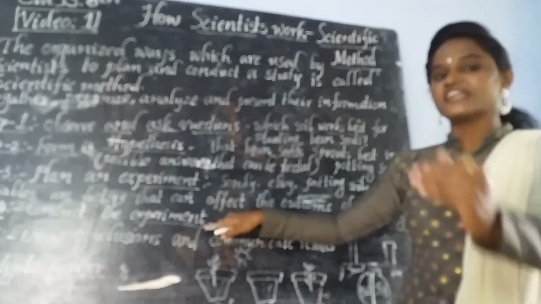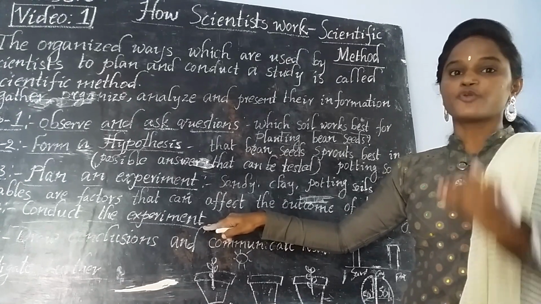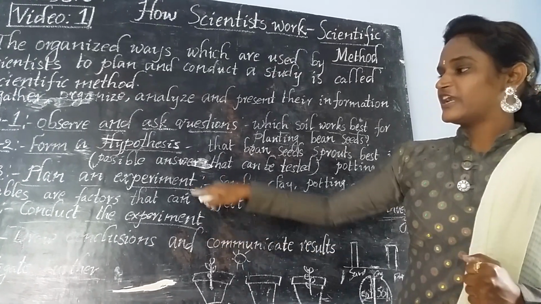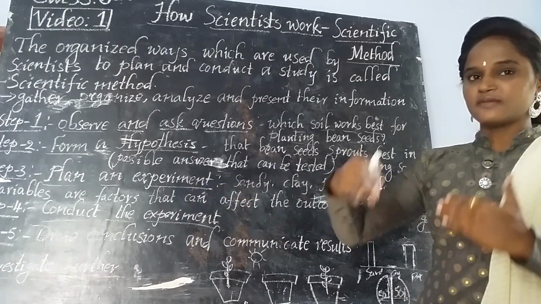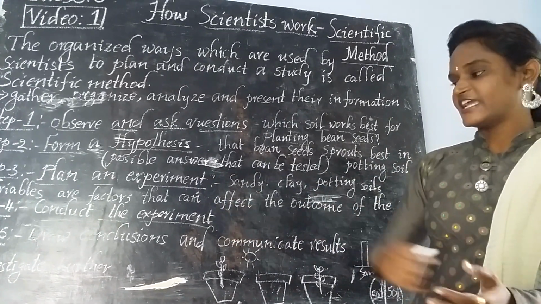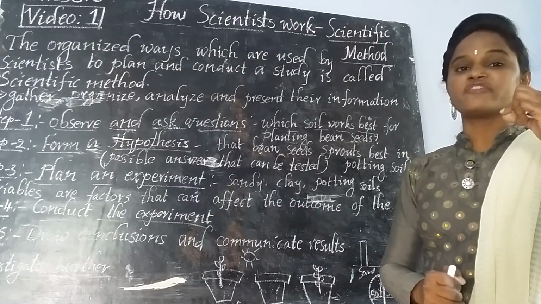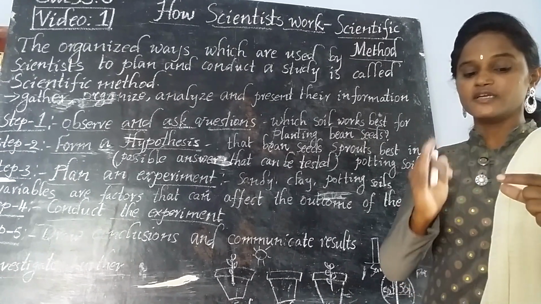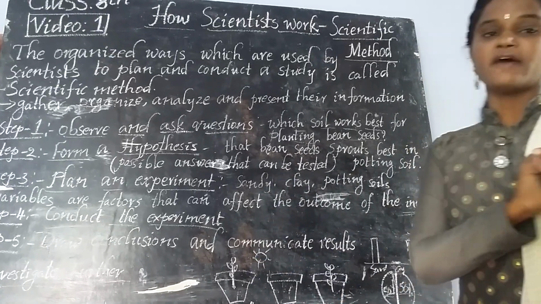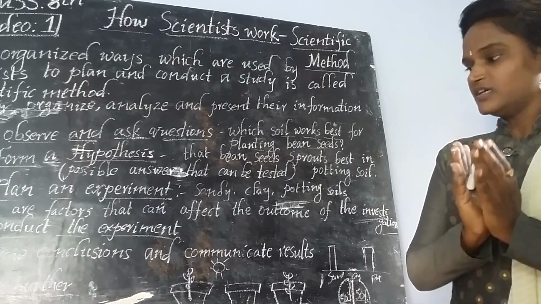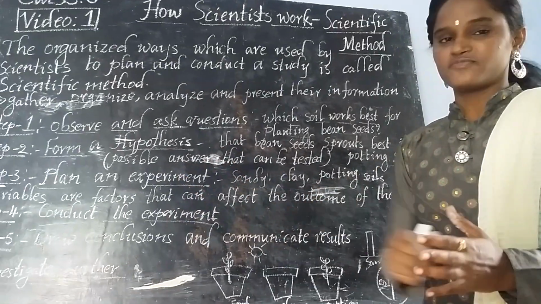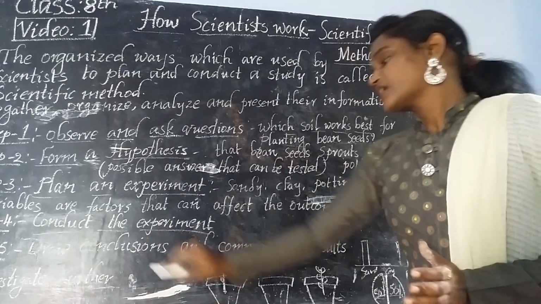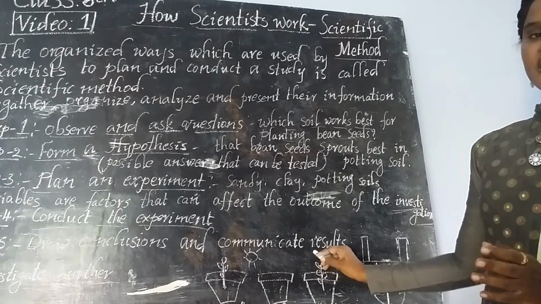Okay, now we have to conduct the experiment. We have to carry out the experiment depending on the notes you wrote previously. Step by step you have to complete the experiment, and each and every change you observe day after day you have to note. After writing all these, you go to the next step. What is that? Draw conclusion and communicate result.